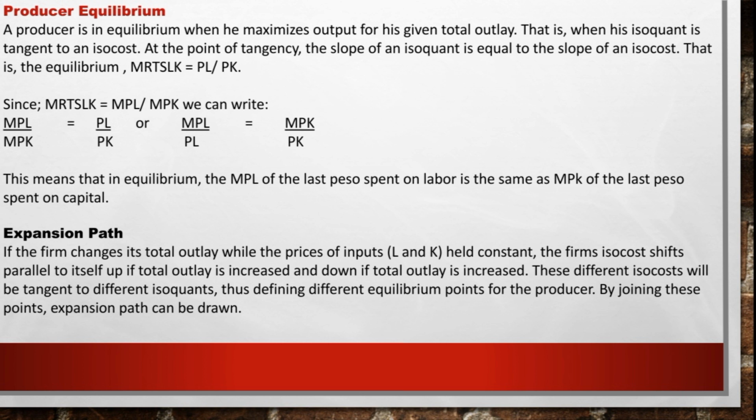Expansion path. If the firm changes its total outlay while the prices of inputs L and K are held constant, the firm's isocost shifts parallel to itself, up if total outlay increases and down if total outlay decreases. These different isocosts will be tangent to different isoquants, thus defining different equilibrium points for the producer. By joining these points, the expansion path can be drawn.